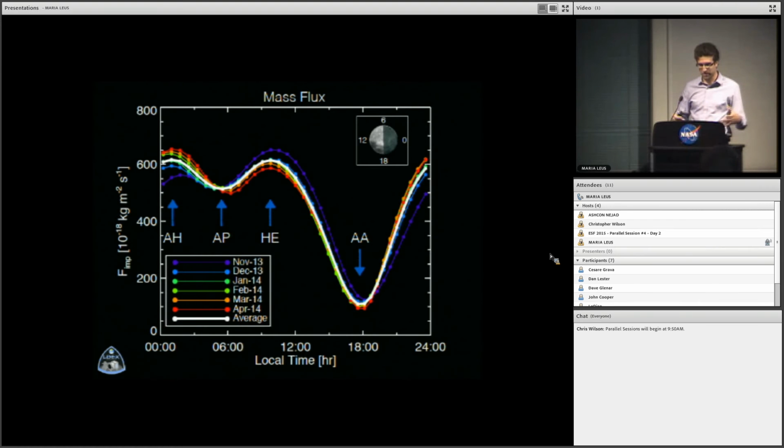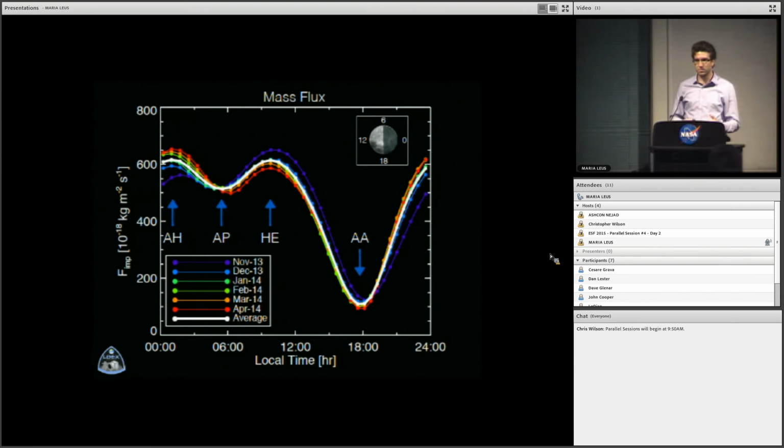And we used that to determine how much would hit an orbiting spacecraft, but we used it to see how much would hit the moon. So you can see the anti-helion and helion sources, shown by AH and HE, are about symmetric. The apex actually has a little dip in mass flux, and the anti-apex is significantly lower just because things have to hit you in the back and catch up to you.